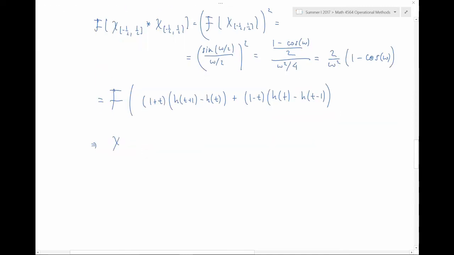Therefore, the convolution of the function chi with itself is just this function. This function was called f of t, and that's what it is.